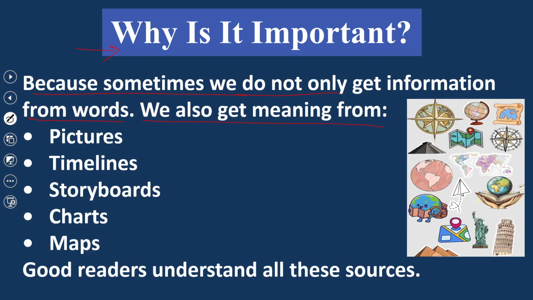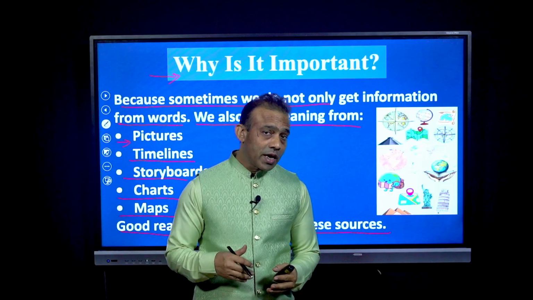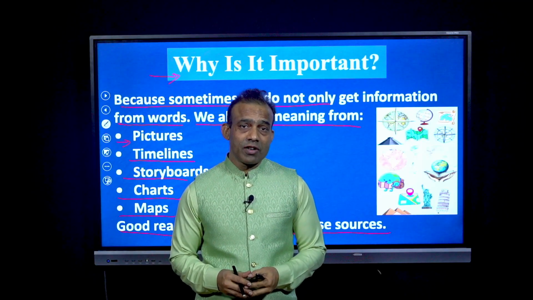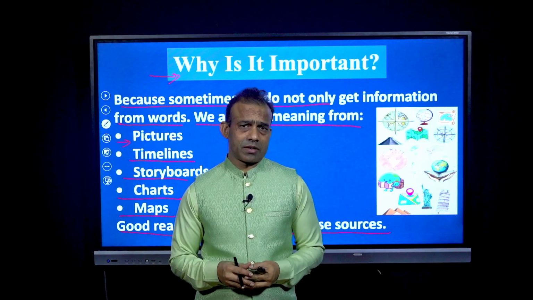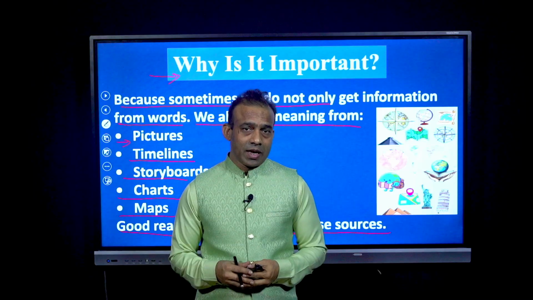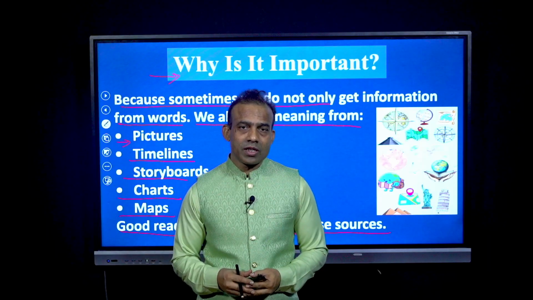We also get meaning from the first source, which is pictures. Sometimes the text is in the form of pictures, and there are also timelines or storyboards or charts or maps. Sometimes there is a combination of text and all these things. So good readers understand all these sources. A good reader is one who has the ability to understand all the sources given in the text. Like, we know very well there is a text, but along with the text there are pictures, maps, timelines, and storyboards as well. So a good reader has the ability to read and understand all these clues or sources of information.